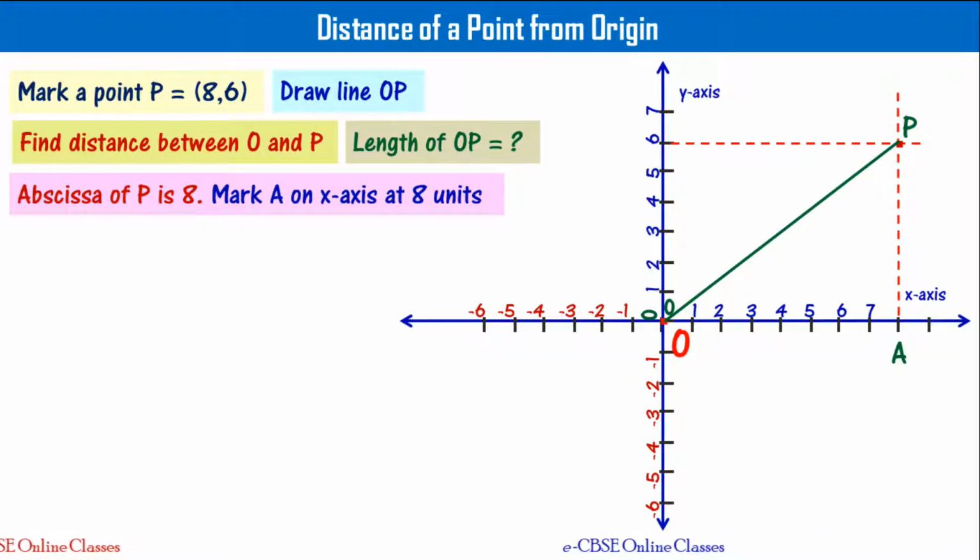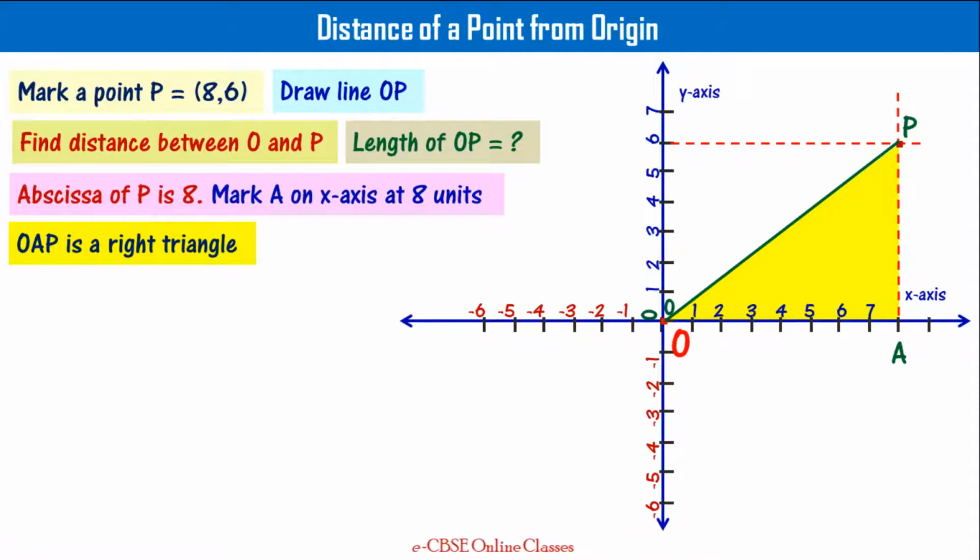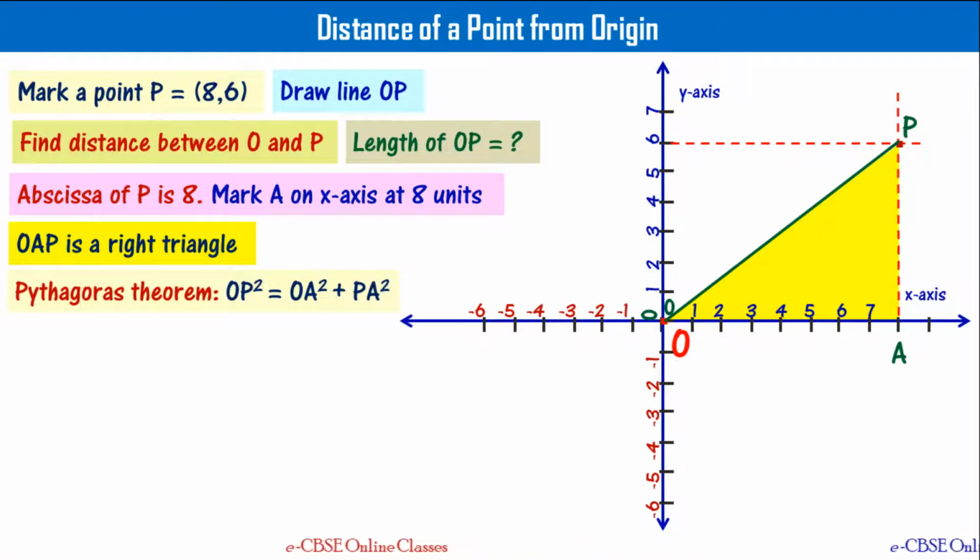We know that abscissa of point P is 8 units. So let's mark A on x-axis at 8 units. So if you observe, the triangle OAP is a right triangle. It means that we can apply Pythagoras theorem. Pythagoras theorem is defined as square of hypotenuse equal to sum of the squares of the other two sides of a right triangle, right? It means that OP square, which is hypotenuse for this particular triangle, is equal to OA square plus PA square.